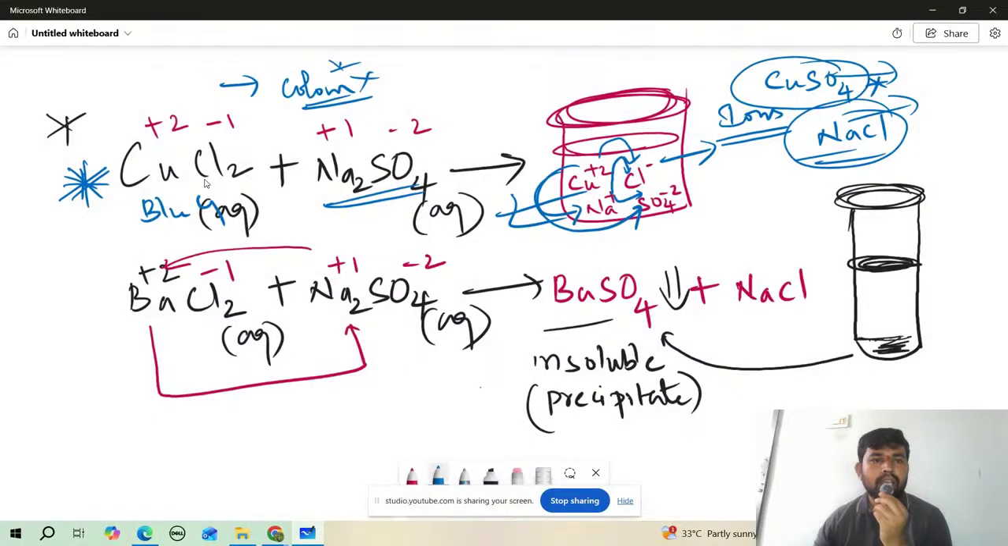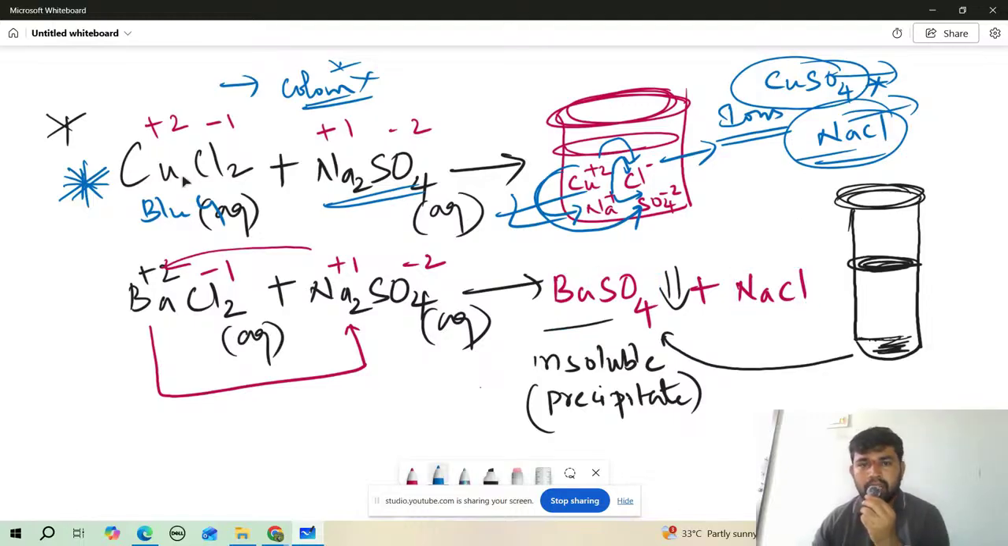Exchange means what? When we say there is an exchange of ions, suppose I say exchanging: barium chloride is exchanging its barium ion with sodium sulfate. So sodium sulfate is exchanging its sodium ion with barium chloride. So that barium sulfate is formed, and NaCl is formed.